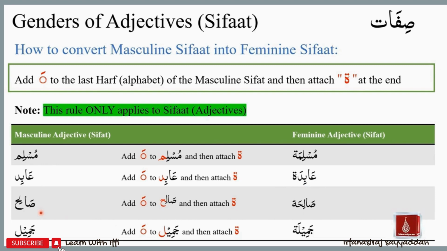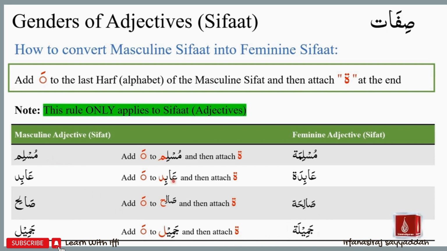Saleh is the next sifat. In order to convert saleh into its feminine version, again, we will take the last harf of saleh, which is the ha, add a zabar to it, and then attach gol ta at the end. This will make saleha. So saleh is the masculine version, saleha is the feminine version. Finally, jamil is the masculine version. We will add a zabar to the last harf of jamil, to the lam on jamil, and then add gol ta at the end. And that will make the word jamila.